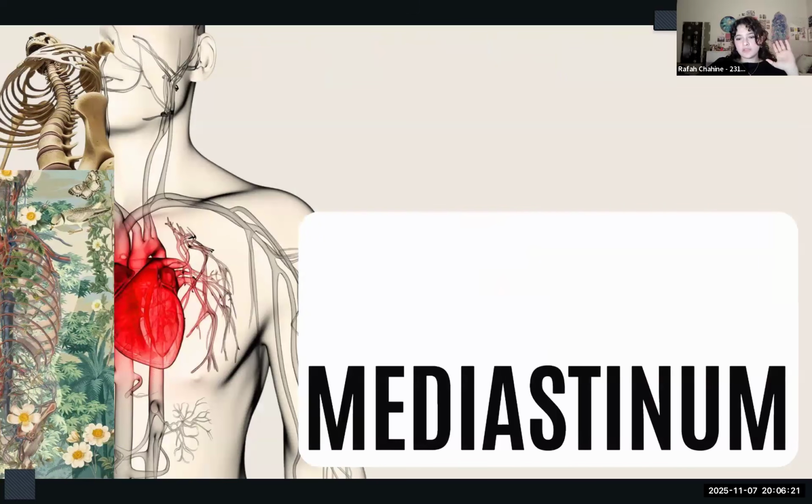Now we're going to move on to the mediastinum. Last part of this lecture, alhamdulillah, and I hope everything's been clear so far. We're going to finish it quickly because it's very simple, inshallah. Before I go into it, I already mentioned the mediastinum before, when I was talking about one of the bones in the thoracic cage. Can someone remind me what it was?